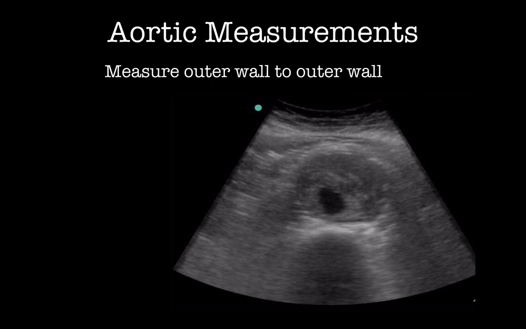So if you look closely, you can see the wall of the artery is much bigger than the anechoic space where the blood is flowing. So if we were going to measure, we don't want to just focus in on the black space. We want to look for the walls, and we want to measure the entire artery size, because in this case, it would be an aneurysm. In this case, it would be an emergency that we needed to get this fixed.